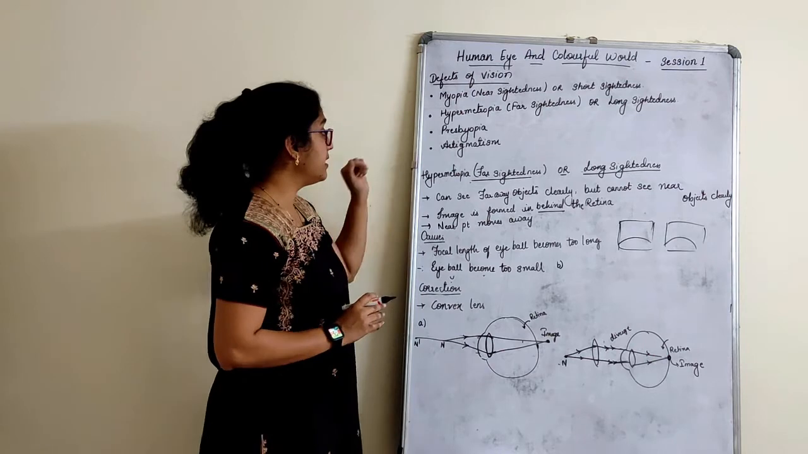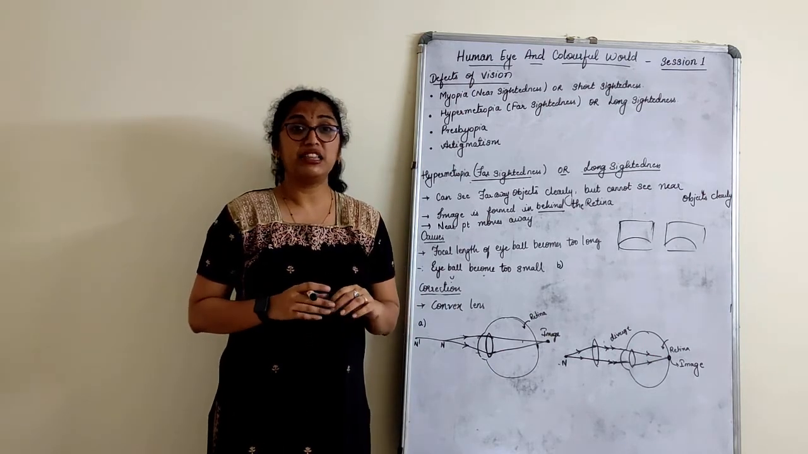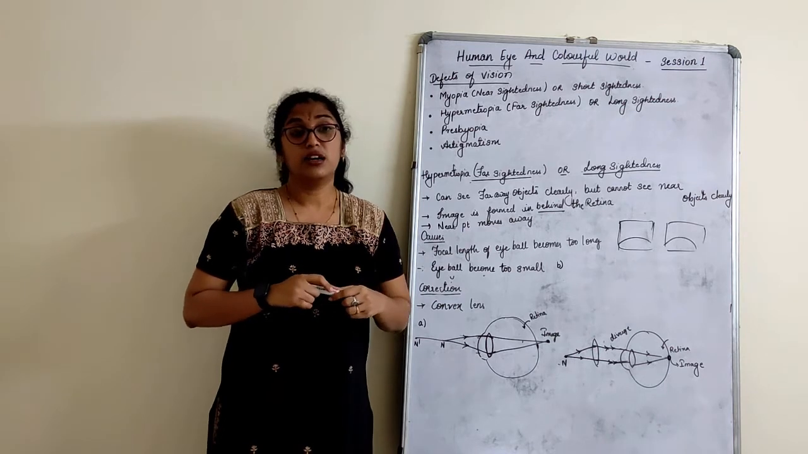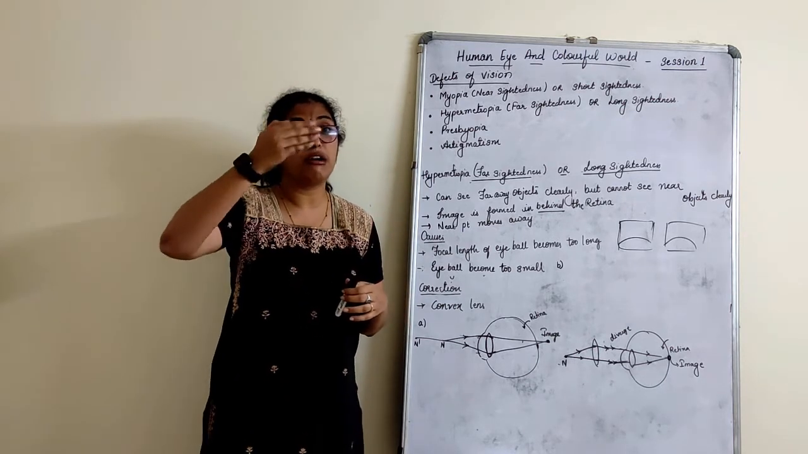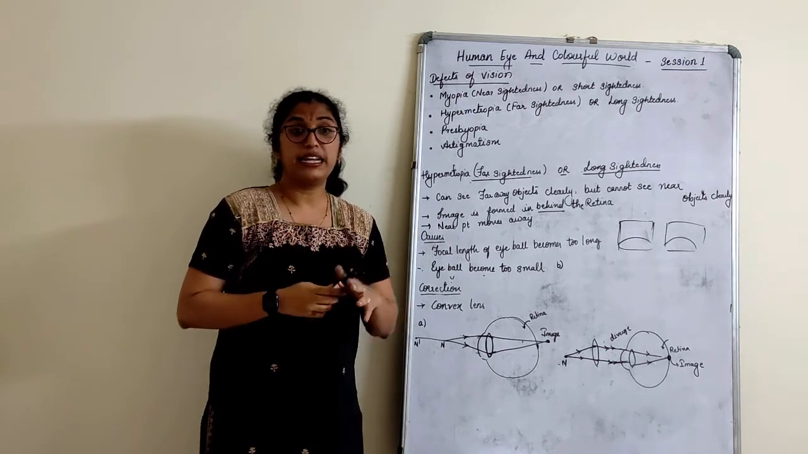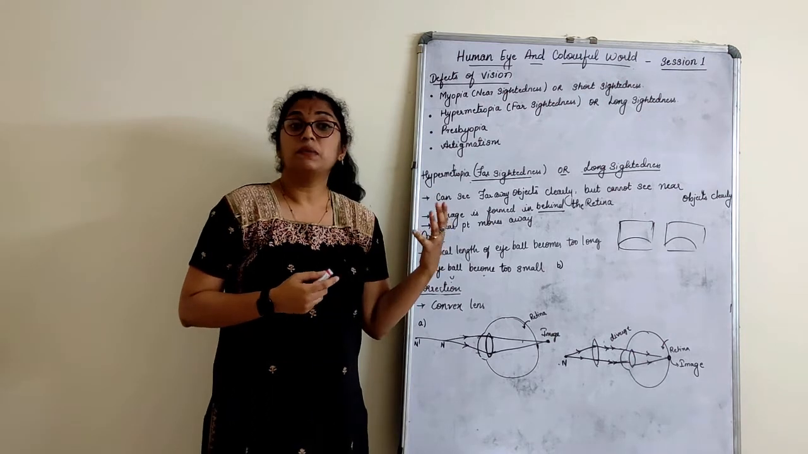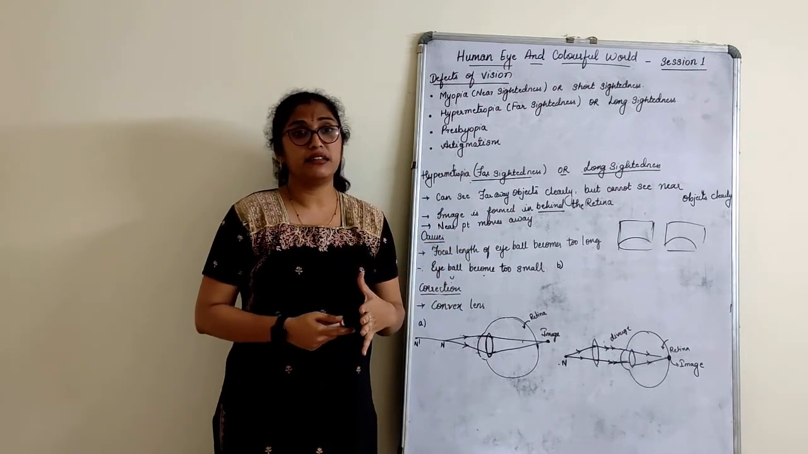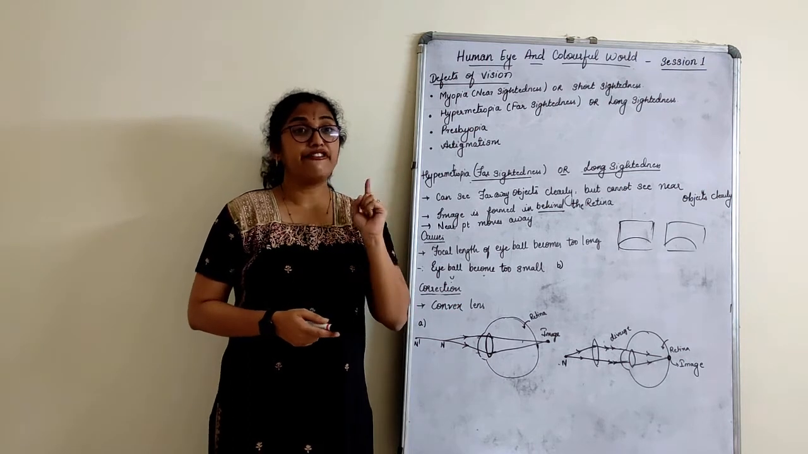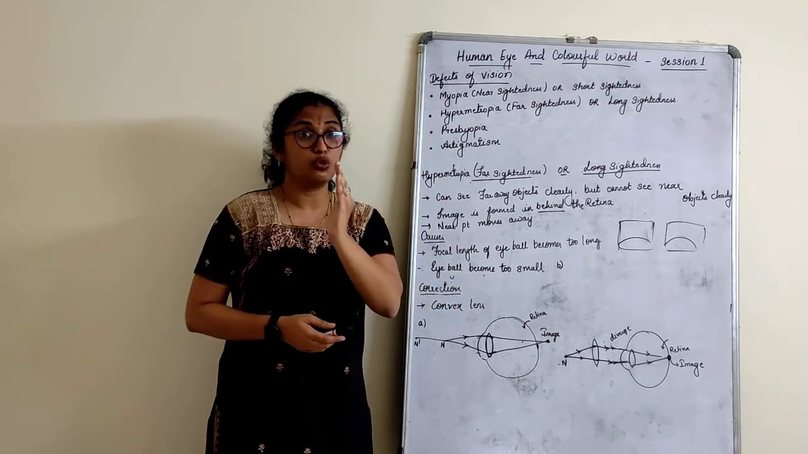And the last one, astigmatism. Astigmatism is a defect in the cornea. The person with astigmatism does not have a cornea that is bulged much. It is almost flattened. See, what a cornea basically does is refract the maximum light entering our eye. That is, 95% of the light entering our eye is refracted through the cornea.